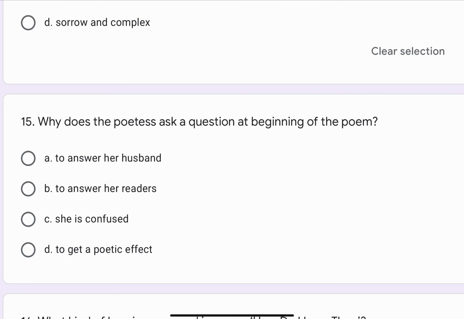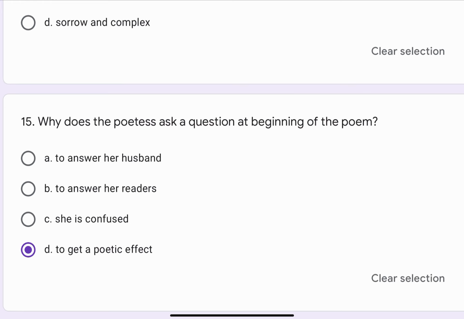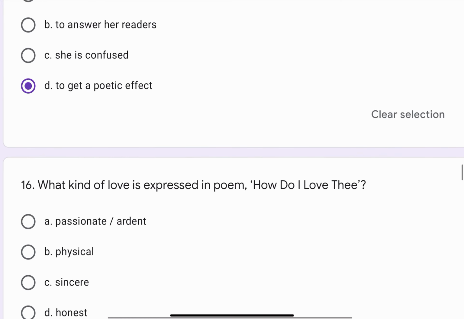Question number 15. Why does the poetess ask a question at the beginning of the poem? Options are A. To answer her husband, B. To answer her readers, C. She is confused, or D. To get a poetic effect. Correct option is D. To get a poetic effect.